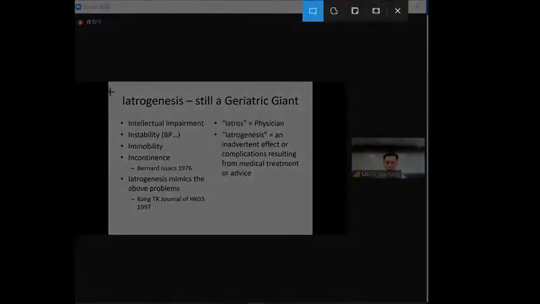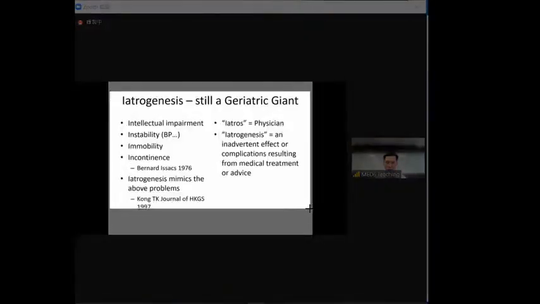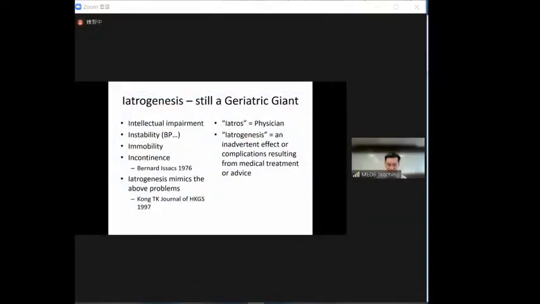What is iatrogenesis? It's still a geriatric giant. We know that the geriatric giants traditionally include the 4 I's. This is one, like the intellectual impairments, which is cognitive impairment, dementia, delirium. The other one would be instability, such as orthostatic hypotension, and then immobility, risk of falls, and incontinence. And then we add another one, which is iatrogenesis, and it actually can mimic all of the above problems.